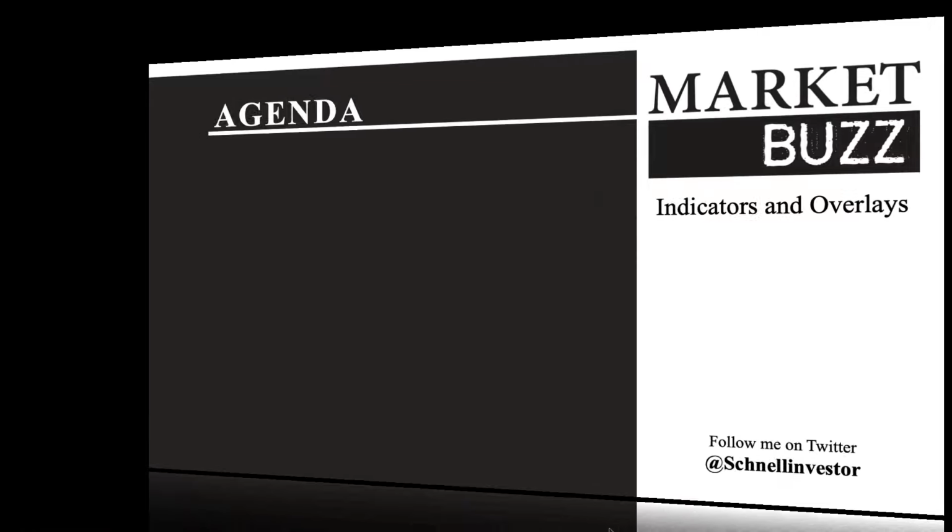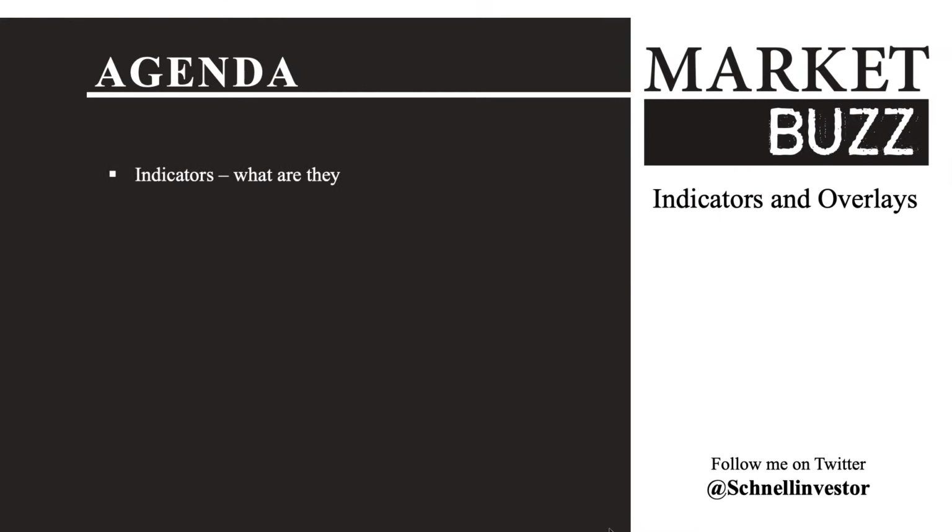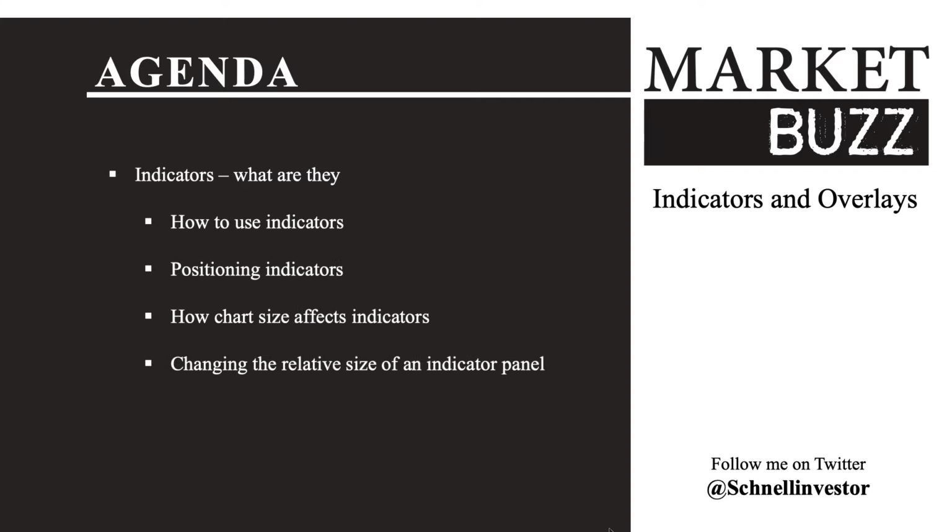And then for the second part, I'm going to cover off the indicators and what is the difference, how to use them, positioning them, how chart size affects indicators, changing the relative size of an indicator panel, and then the types of indicators that are available. So hopefully with all of that, we'll get you up to speed if you aren't already on different charting techniques, and maybe there's some hidden tips and tricks that I can show you today if you're an accomplished chartist already.